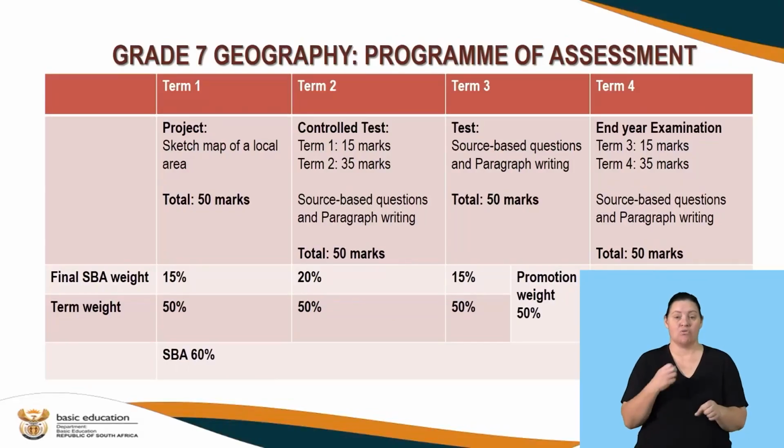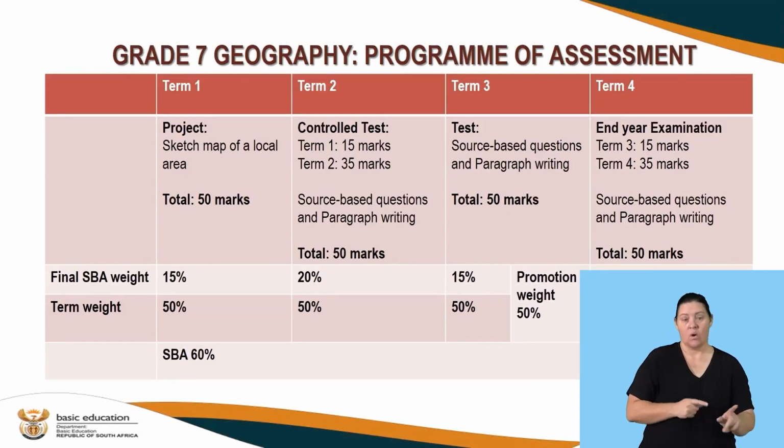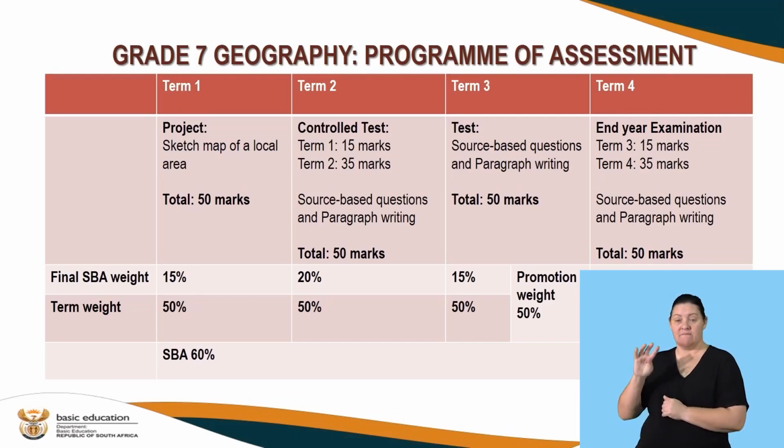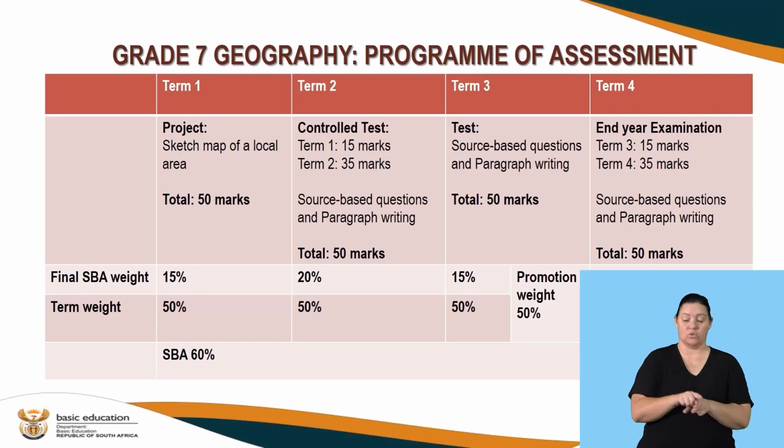So in terms of the different programs of assessment, we know that in grade 7, most of our assessments were out of 50 marks in terms 1 and 3, term 2 and term 4. It's still the same. Marks are still the same in grade 7. No changes. In term 1, we still have the project for geography. In term 2, we will be covering term 1 and 2. And in term 3, we'll be dealing with only term 3. Then in term 4, we'll deal with term 3 and term 4 content.